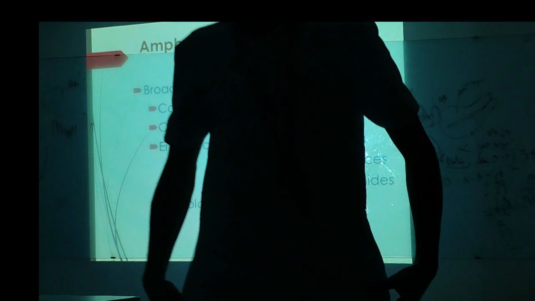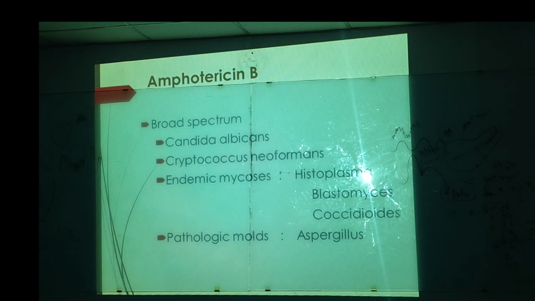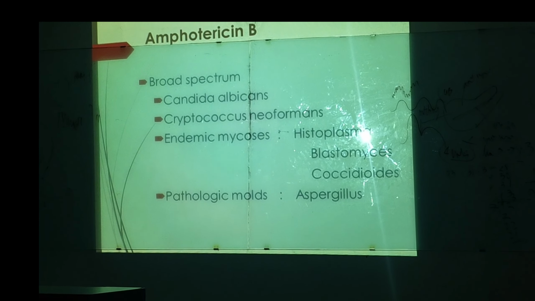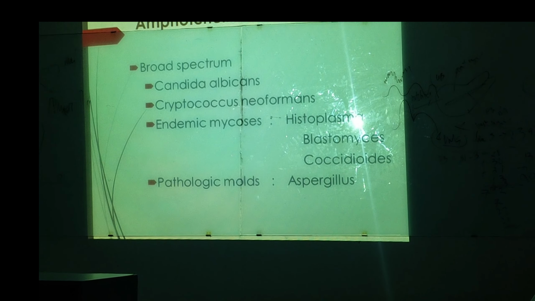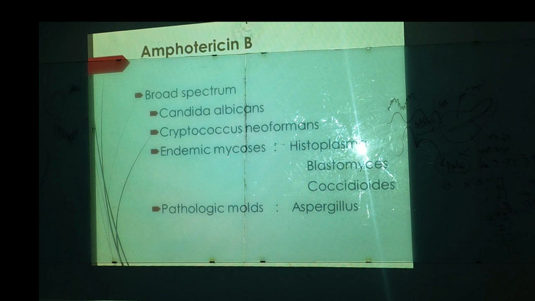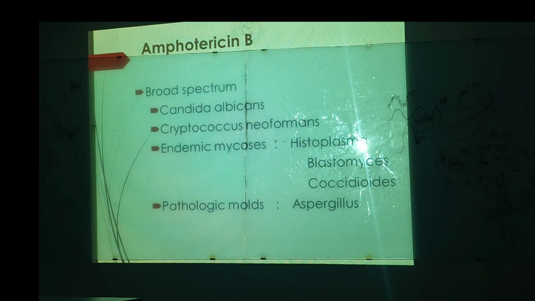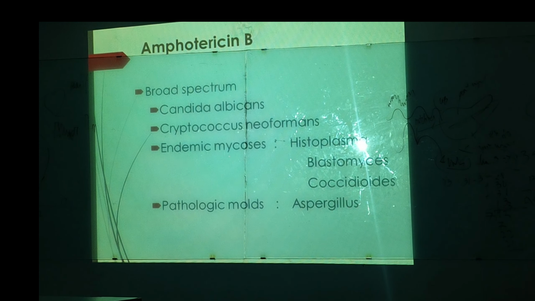Okay, first we have your amphotericin B. Amphotericin B has a broad spectrum of activity, so it is effective for this fungi family: Candida albicans, Cryptococcus neoformans, endemic mycosis caused by Histoplasma, Blastomyces, and Coccidioides, and then the pathologic molds, your Aspergillus.